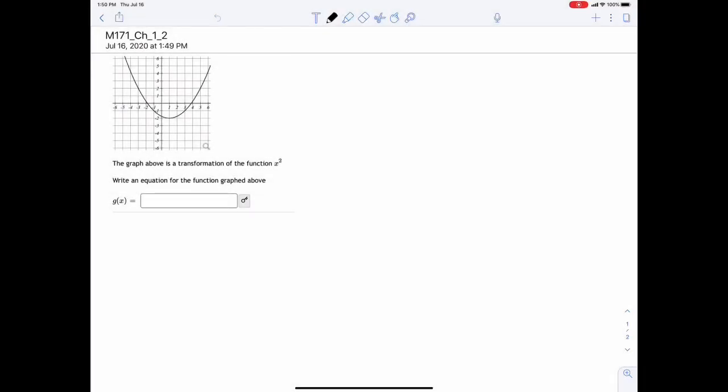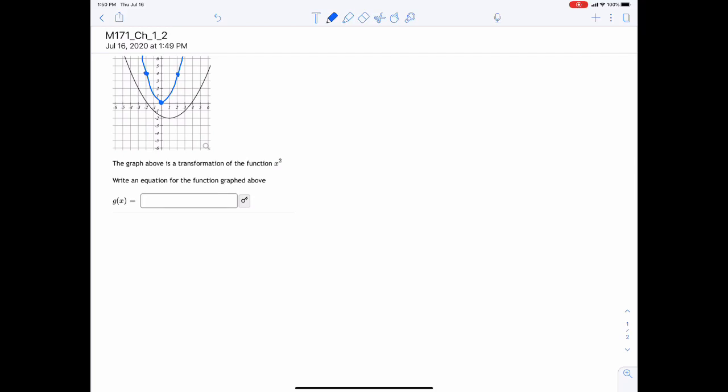Okay, in this example, we're going to take the basic function x squared and write the transformation for this parabola given. So we can see we originally started with x squared, but now have a transformation that moved it a little down and a little to the right. So if I went ahead and just graphed x squared, I would have this graph here.